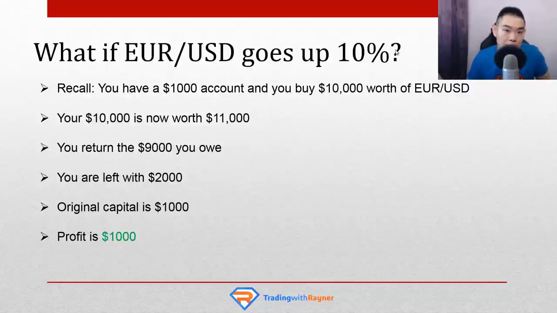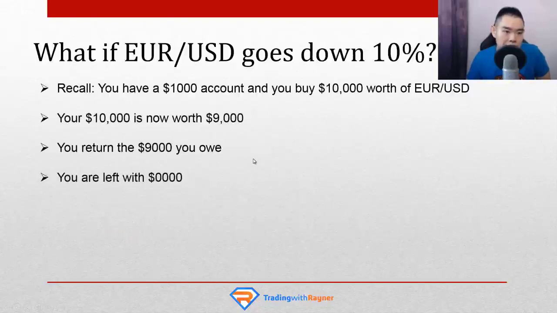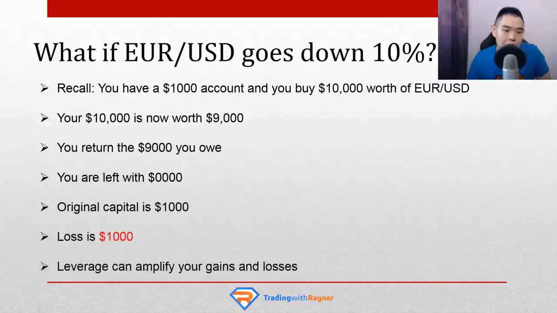But because you use a 1 to 10 leverage, it is amplified 10 times. You made a profit of 100%. So in this case, it's $1,000, but in percentage terms, it's 100%. This is pretty much the key thing that I want to get across: leverage can amplify your gains and losses. In this example, you lost 100% of your capital because you used a 1 to 10 leverage. If you didn't use leverage at all, that would be a 10% loss of your capital.